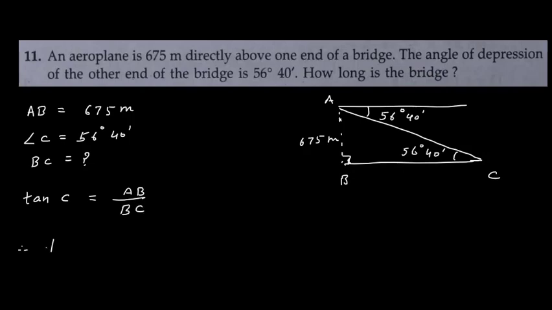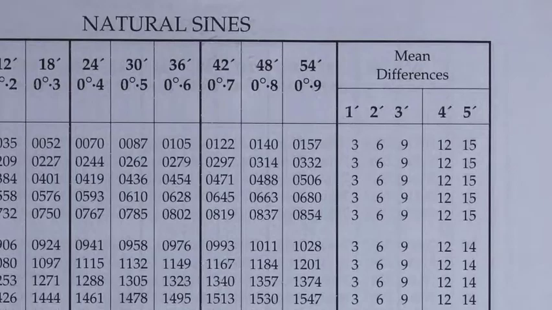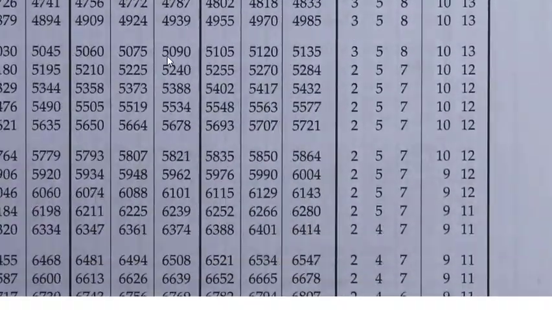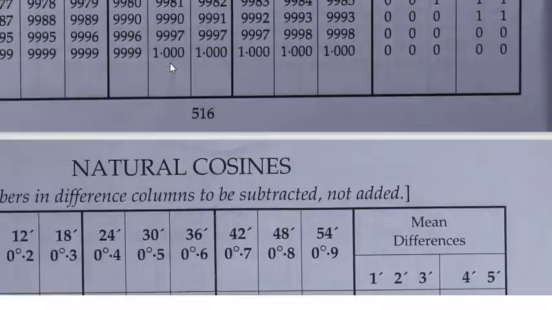So therefore tan of 56 degree 40 minute is equal to AB, which is 675 meter, divided by BC. BC is unknown, so I will keep it as it is. Now for this angle 56 degree 40 minute, I have to refer to the table, that is the tangent table. So here is our table.